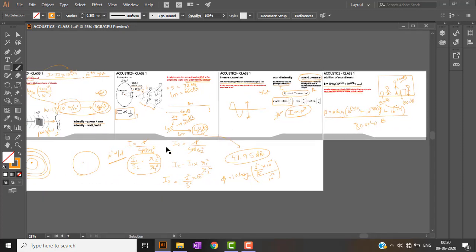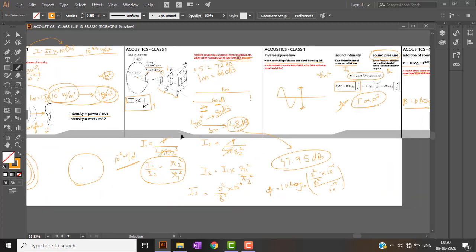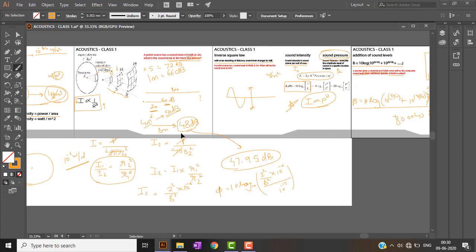I forgot to tell you the concept of watt per meter square. I'll let you know in the next class. So now let's go through this again.